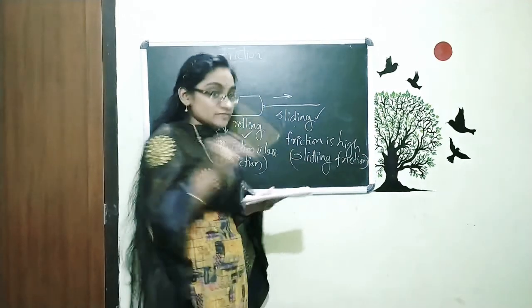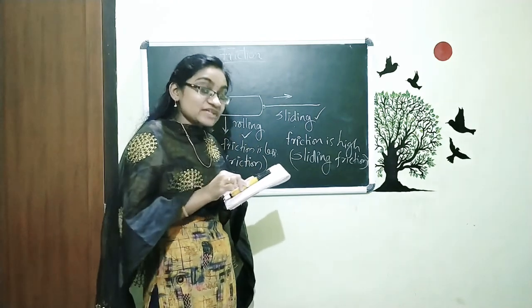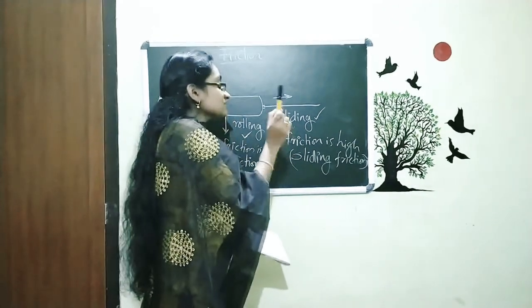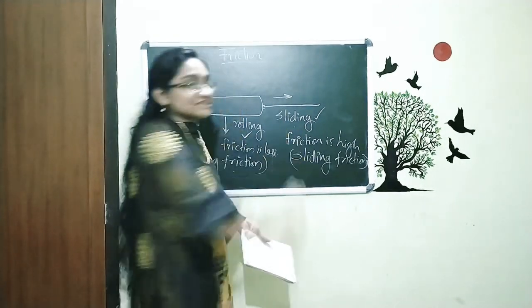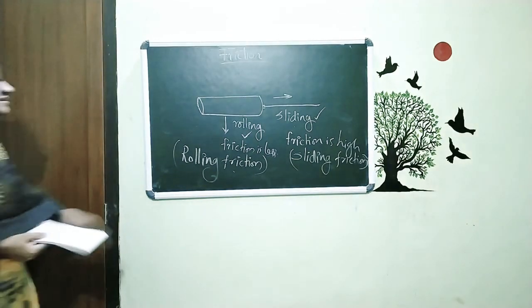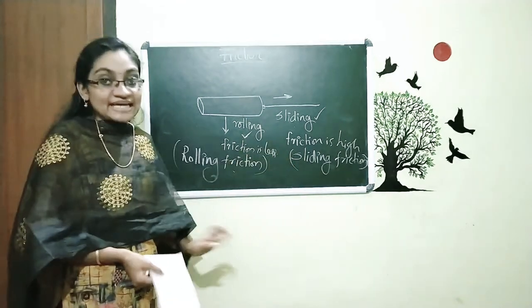That means when an object is sliding, which means moving, through the surface of another object, there occurs a resistance for the motion, and it is called sliding friction. So these are the two types of friction, and this is a very good example for rolling friction and sliding friction.